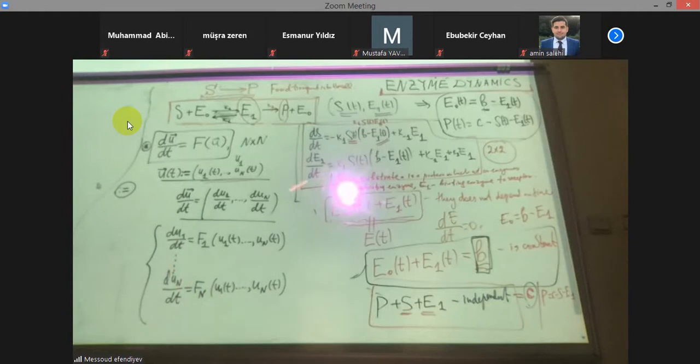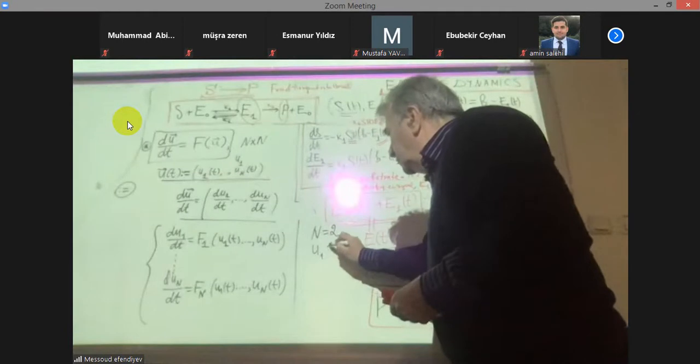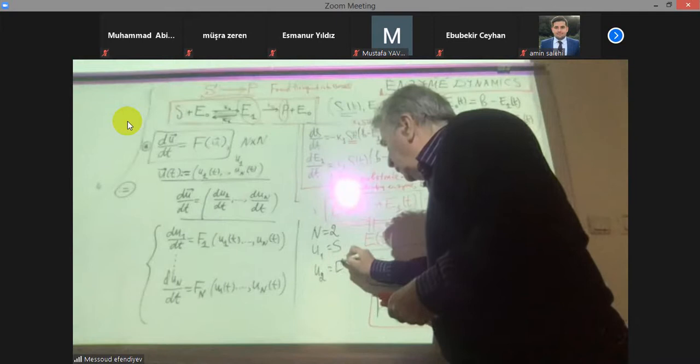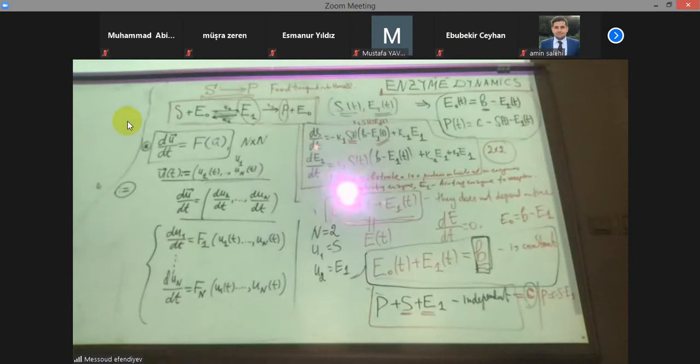Then u2 will be e1, because as I said, this system in terms of this notation means that n is equal to 2, u1 is s and u2 is e1. So this equation consists of two components: du1 dt, that means ds dt, and then du2 dt, that means de1 dt, is equal to f2, which is this. So this is a general notation of this equation.